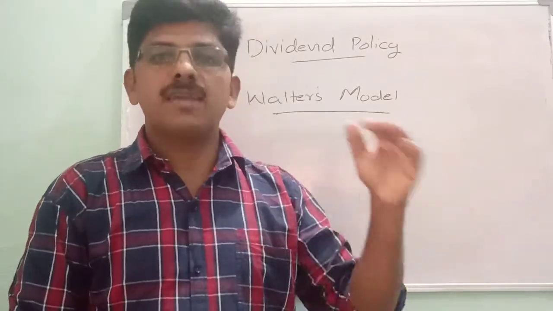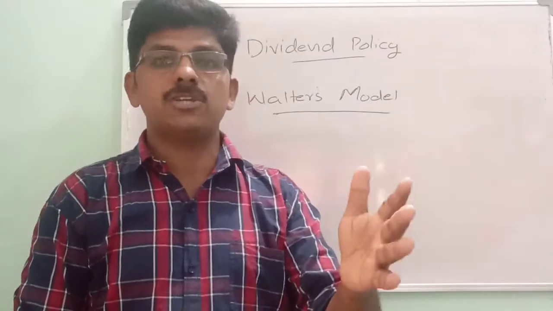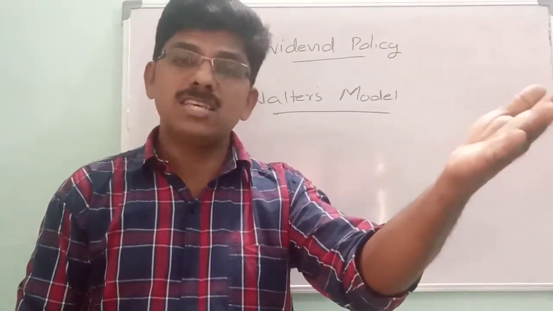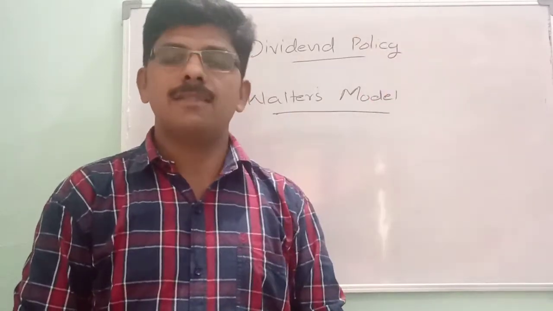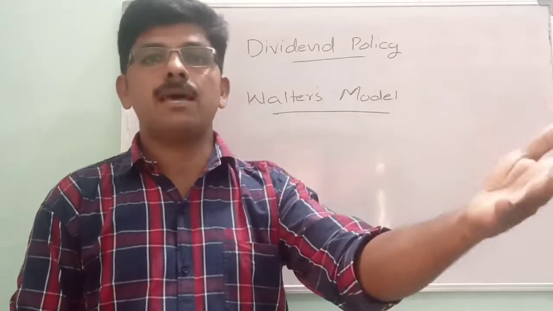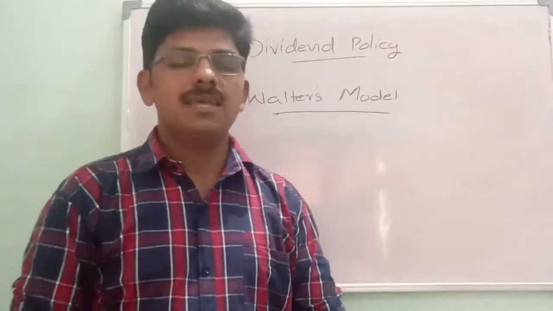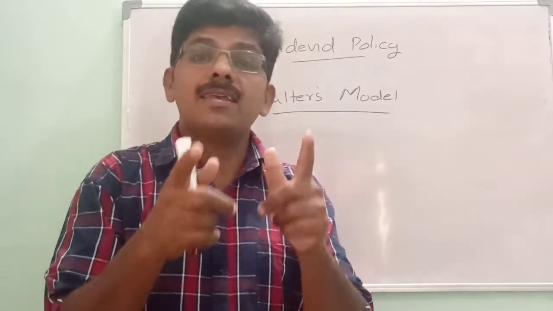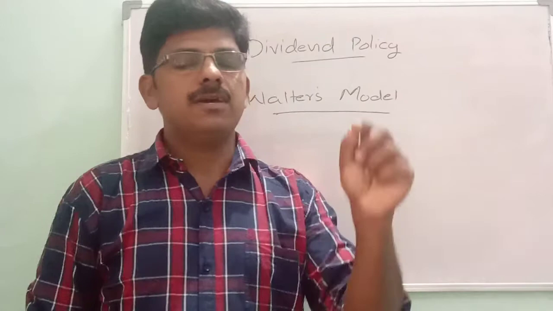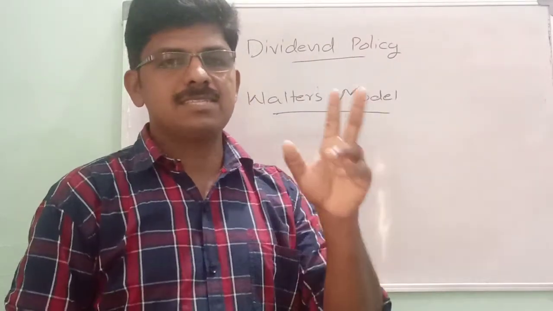If we have no such opportunities, we should distribute the entire earnings to equity shareholders, because if these shareholders have a number of opportunities somewhere else, then they can invest. We are giving them an opportunity to invest that money somewhere other than in our company. So when R is less than KE, we should distribute entire earnings to equity shareholders. So this is the second case.